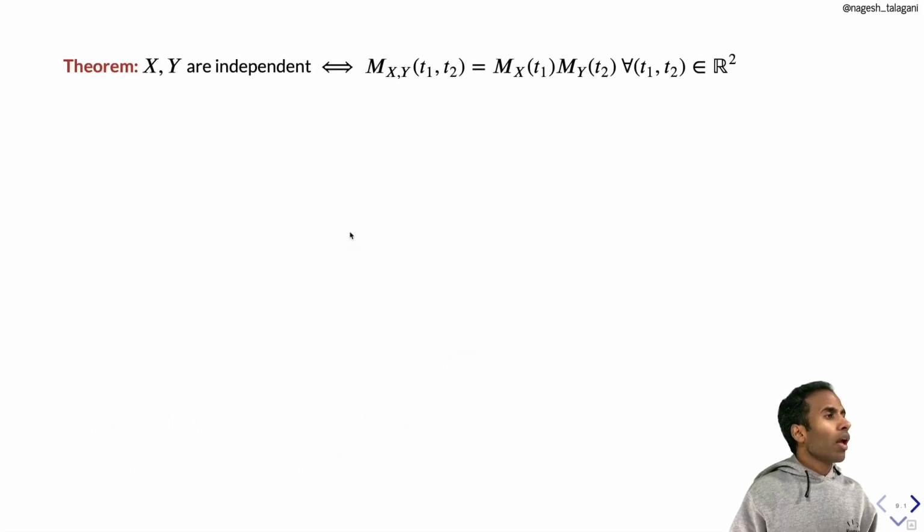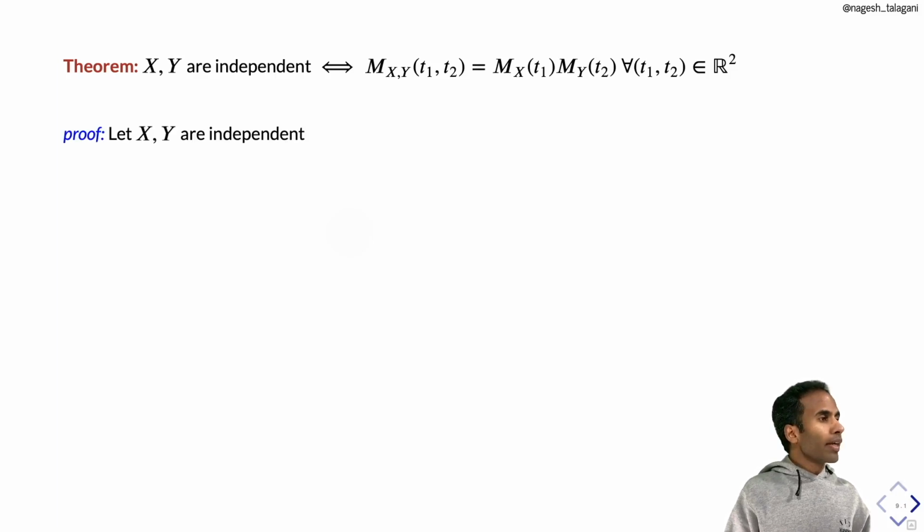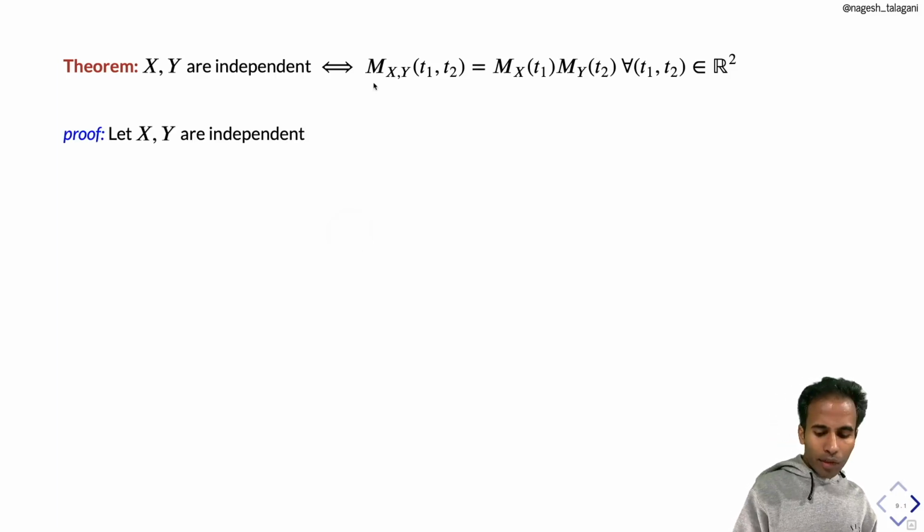Theorem: x and y are independent if and only if joint MGF of xy at t1, t2 equals MGF of x at t1 times MGF of y at t2 for all points t1, t2 in R2. Here we are going to prove it only in one direction, that is, x and y are independent implies joint MGF of xy equals the product of its marginal MGFs, but the other direction we are not going to prove here. Proof. Let x and y be independent, then we are going to show this.